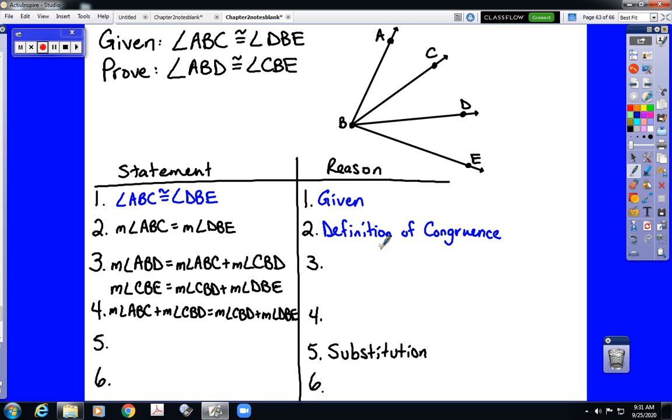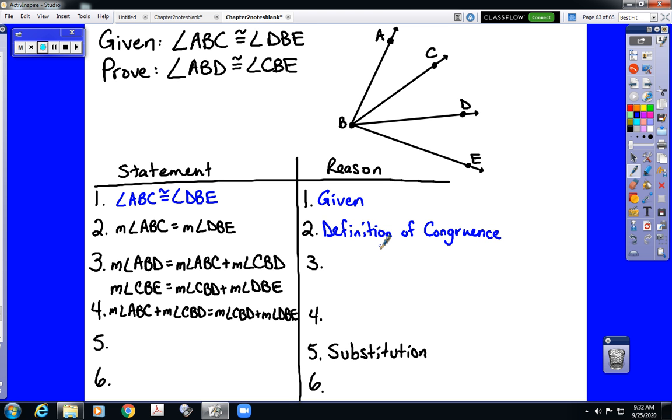And we have to remember that angles are congruent. Angles are congruent. Angle measures are equal. We can't just say angle ABC is equal to angle DBE, because angles are not equal. Angle measures are equal. Angles themselves are congruent.